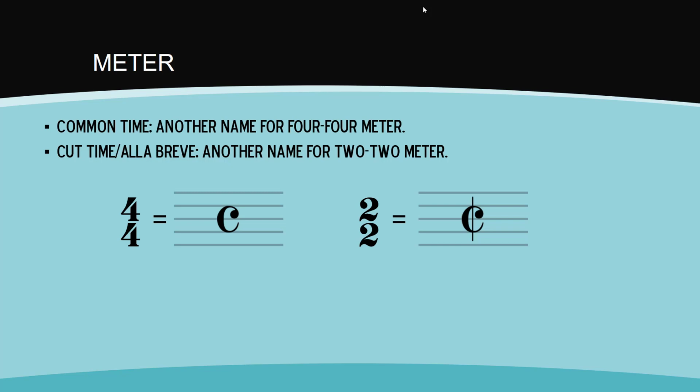Review each meter signature from this module. You need to become familiar enough with each one so that you can instantly know what each tells you about the number of beats per measure and which duration value gets the beat.